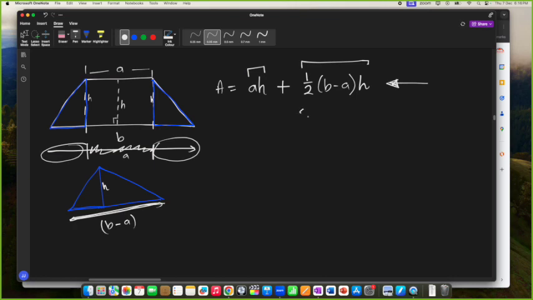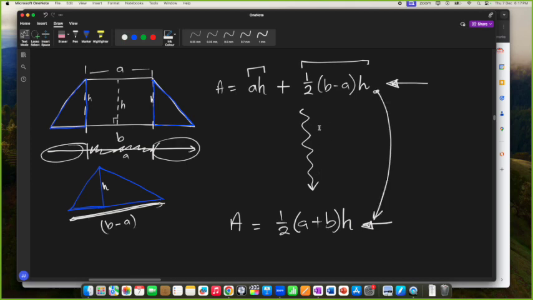You are supposed to boil this down using algebra, of course, right? And you are supposed to get a half A plus B times H. When you simplify this, this is what you're supposed to get. That will be for next class. So I asked you guys to prove this last class, and here I am giving you most of the proof.